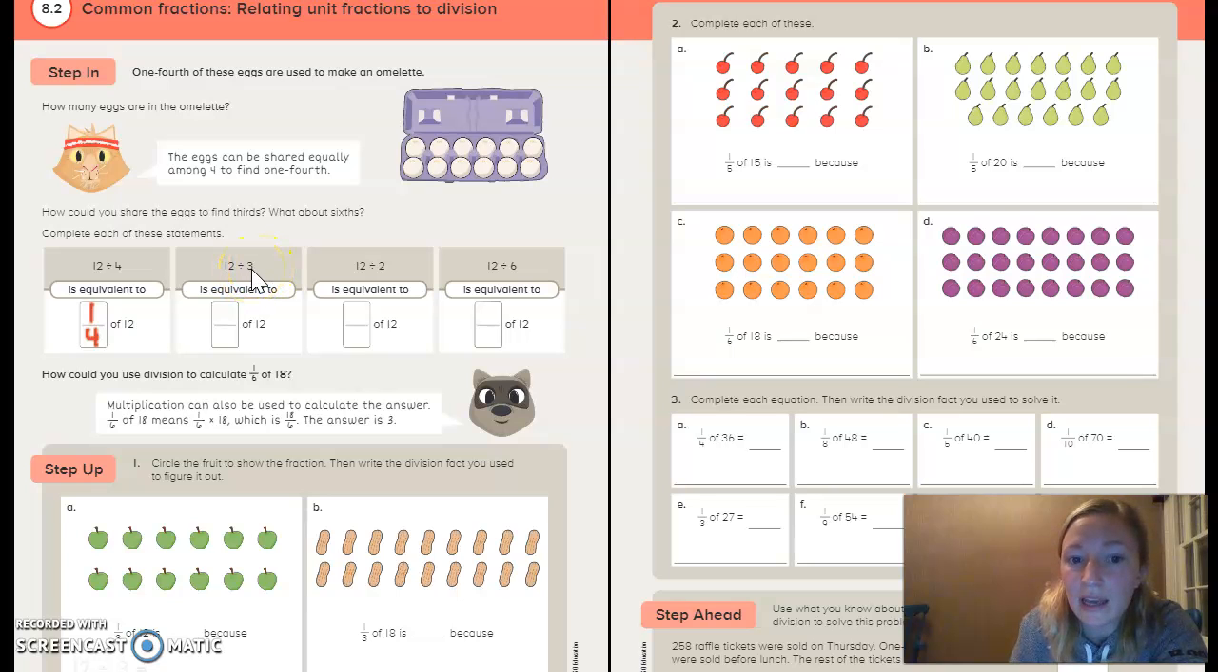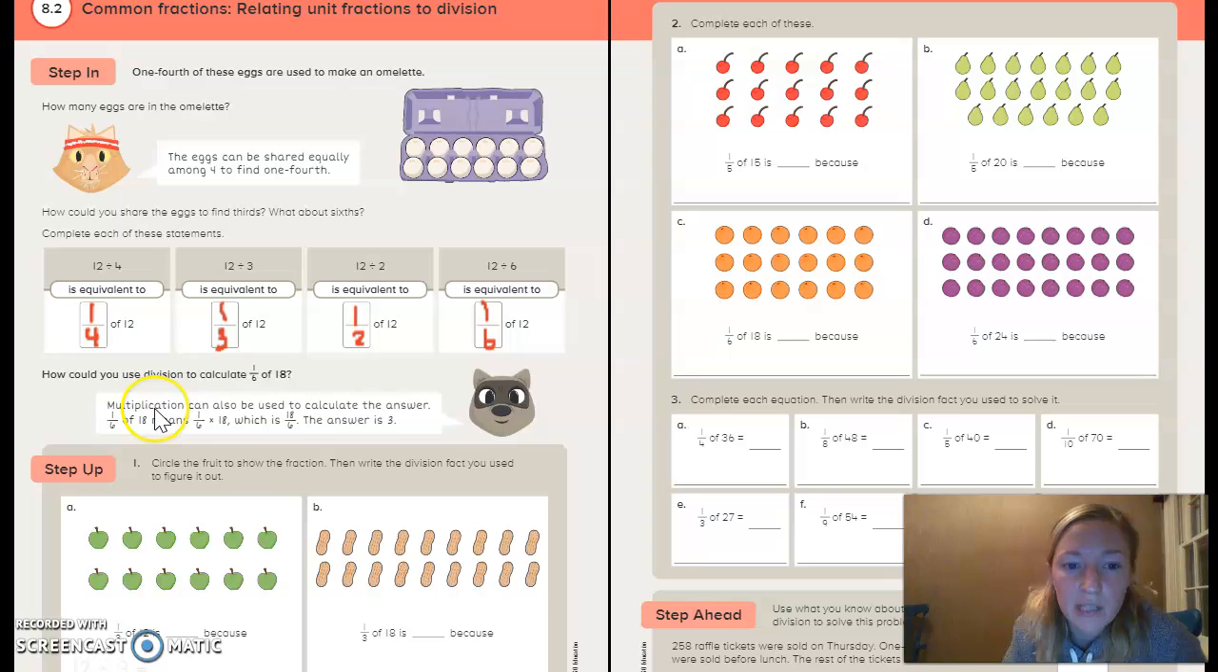12 divided by 3 is the exact same thing as saying 1/3 of 12. Okay? We'll keep going. 12 divided by 2 is the same thing as saying 1/2 of 12. And 12 divided by 6 is the exact same thing as saying 1/6 of 12. Okay? Now, it also says, how could you use division to calculate 1/6 of 18? Well, that's something we just did. I know that if I'm taking 1/6 of 18, I can just figure out if I'm putting 18 into 6 different groups, how many are in each group.